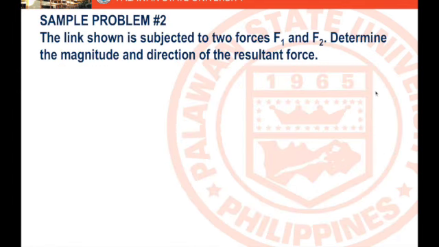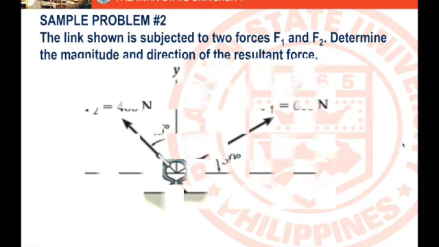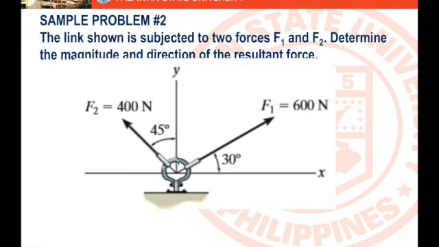So for our next sample, we have a link, this link, and it is subjected to two forces, F1 of 600 newtons and F2 of 400 newtons, which are oriented as shown. So F1 is in the first quadrant and F2 is in the second quadrant. F1 is 30 degrees from the x-axis and F2 is 45 degrees from the y-axis. Our task is to determine the magnitude and direction of the resultant force.